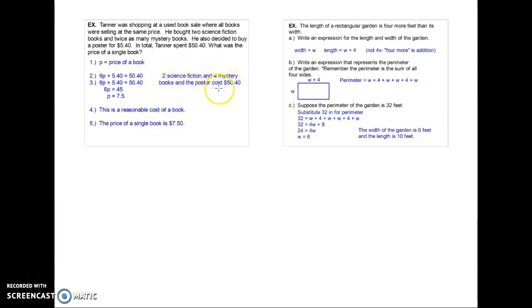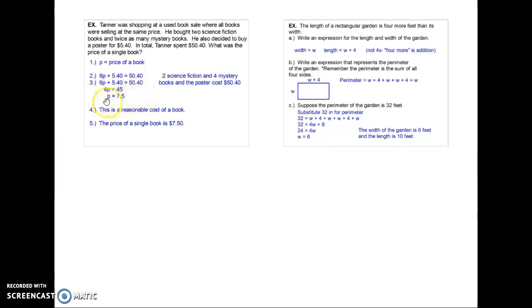Then we were told he bought a poster for $5.40. So I have 6P because I had 2 science fiction books and 4 mystery books. That gives me a total of 6 books. Right? Plus the $5.40 equals $50.40. That's your equation. Now you have to solve it. It's a 2-step equation. You subtract $5.40 first. That's going to give you 6P equals 45. And then you're going to divide both sides by that 6, so you get P equals 7.5.